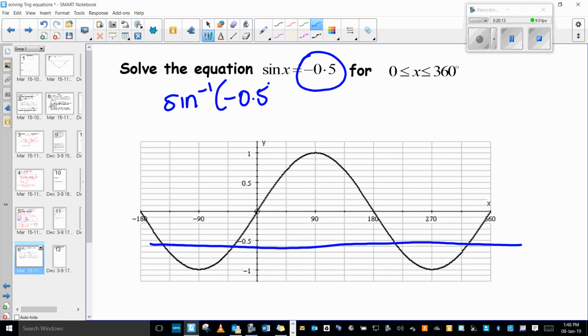Olivia has got the value of negative 30. Now, is negative 30 in our range that we're interested in? No. So this is where the calculator will always give you the value closest to the y-axis.